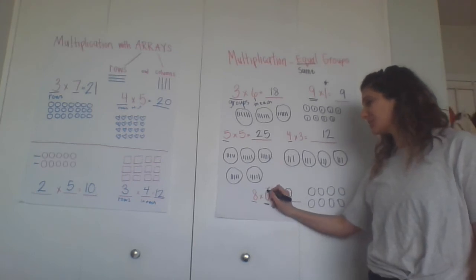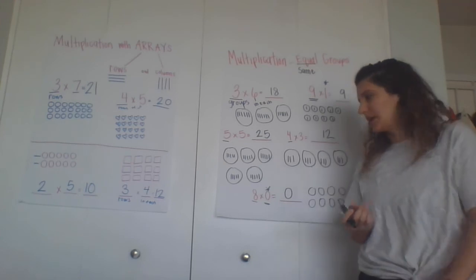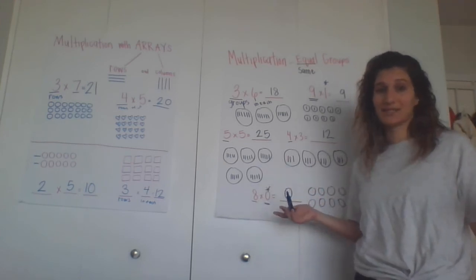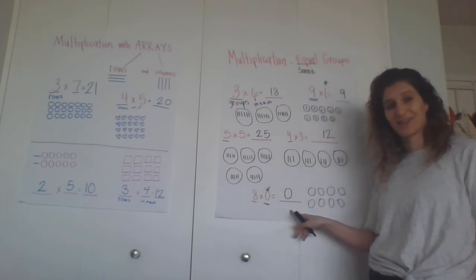Another trick, whenever we multiply by 0, it means we're not putting anything into our groups. Okay, so 10 times 0. I'd make 10 groups, but nothing's going to go inside of it. So anytime we multiply by 0, our answer is 0.